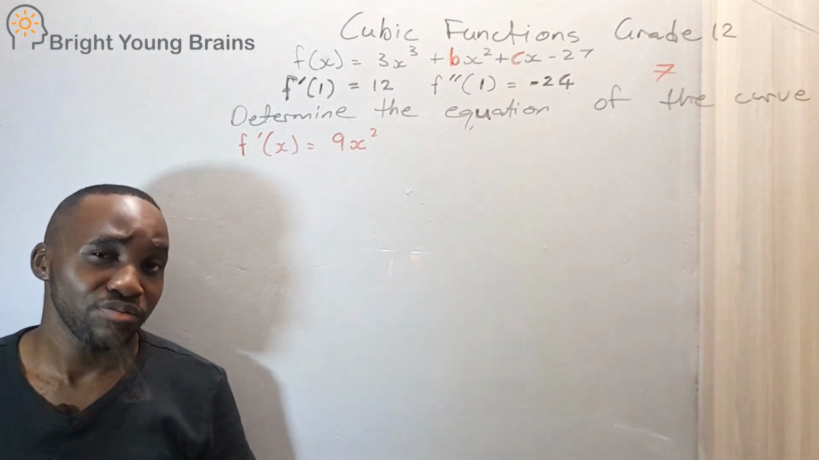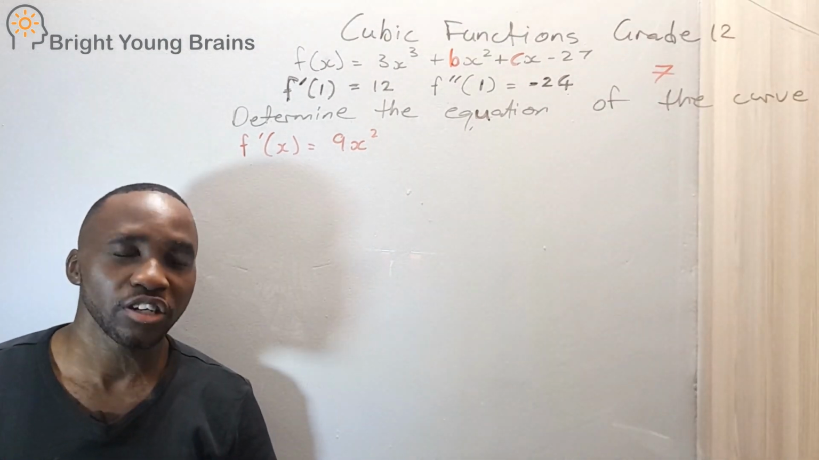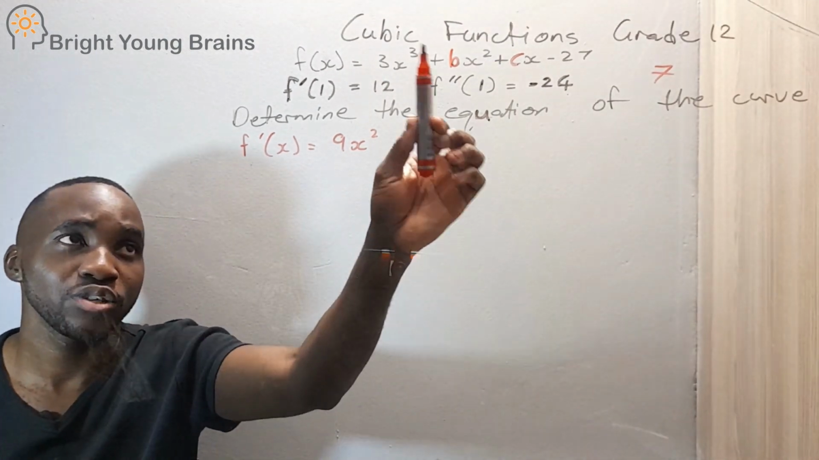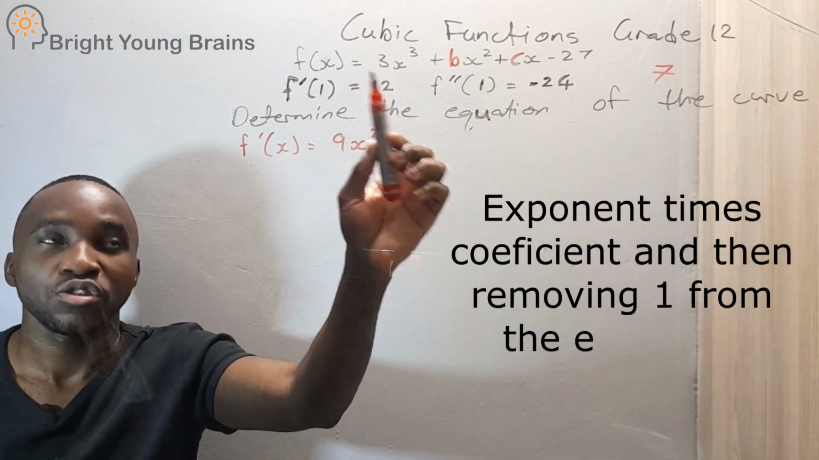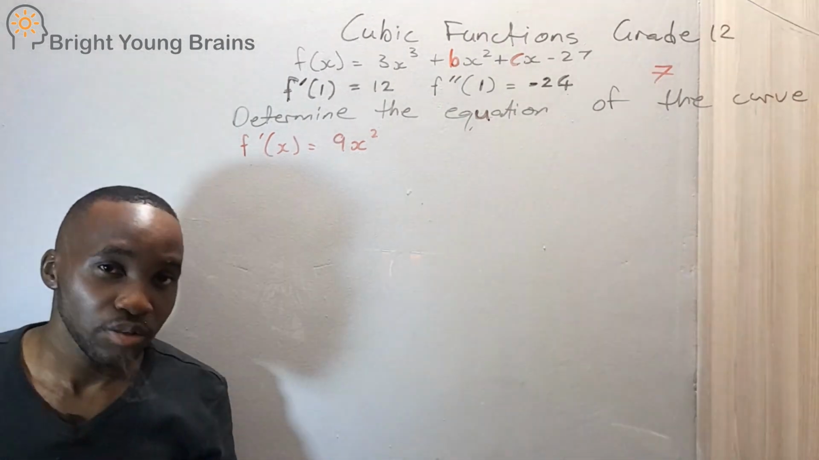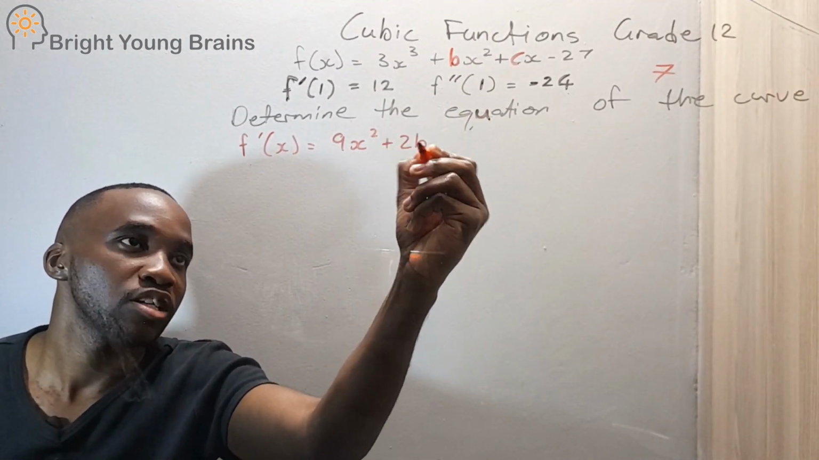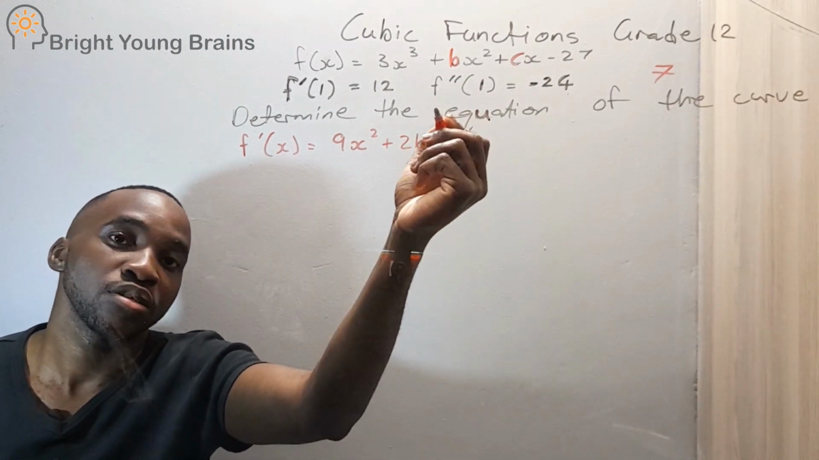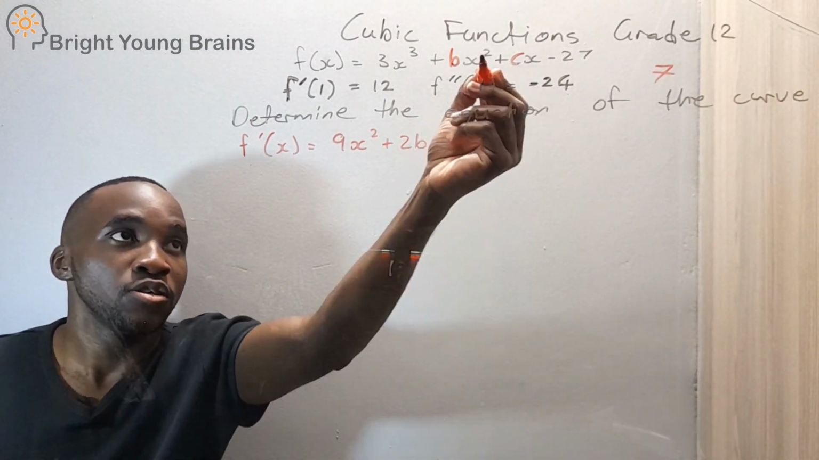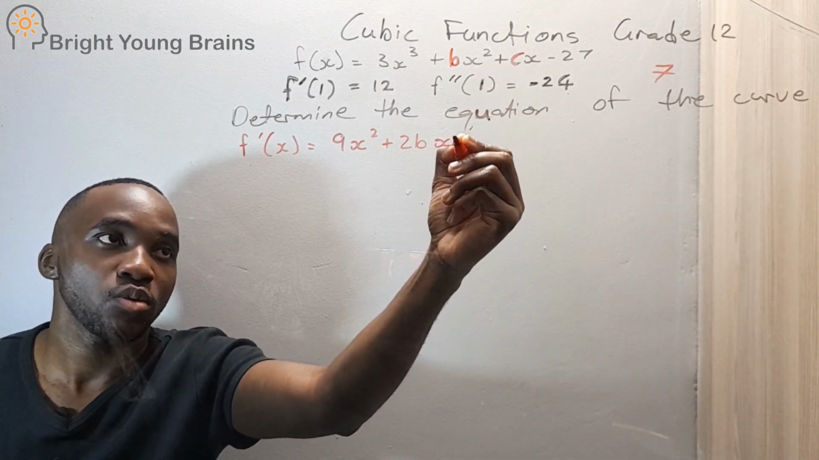And if you want to learn how to differentiate, the calculus playlist has a tutorial on how to differentiate starting from the basics. So here all you do is exponent times coefficient, and then removing 1 from the exponent there. That's what we did. Here we just repeat that process. 2 times b is just 2b. Remember, b is just a coefficient. It's just a value. So 2 times b is 2b, and then 2 minus 1 is just a 1. So there's a 1 there.